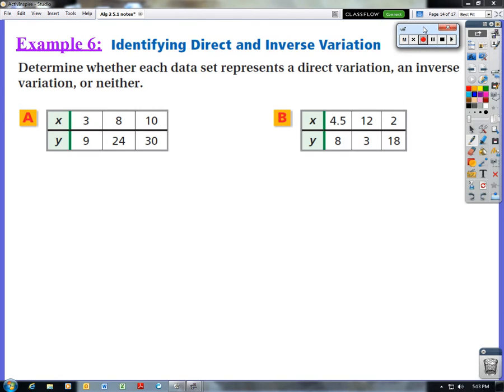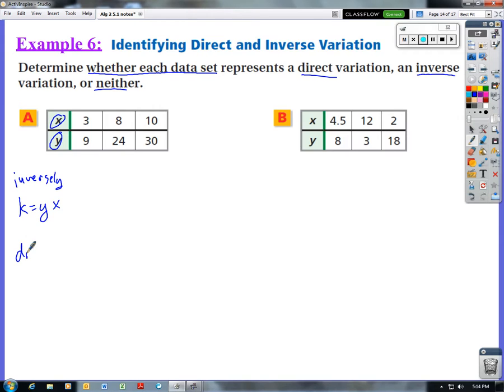So we've got data sets, and it wants us to determine whether each data set represents a direct variation or an inverse variation, or neither. So we've got x values and we've got y values, and it wants to know how they relate. Do they relate inversely or do they relate directly? So let's write down the different ways they can relate. If they were to relate inversely, then we would be using the formula k is equal to y times x. Right? We just figured that out on the last slide.